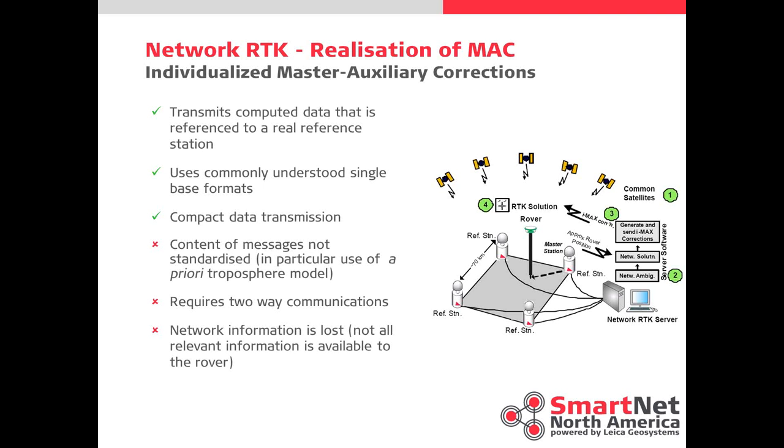We can use commonly understood base station formats. So we can broadcast RTCM 3.3, 3.1, and to the rover, it looks just like a single baseline. So the rover doesn't see multiple base corrections coming into it. It's very compact because it is a single baseline format. Of course, the content of the message is not standardized. It does require two-way communication, and the network information is lost. So not all relevant information is available out at the rover.